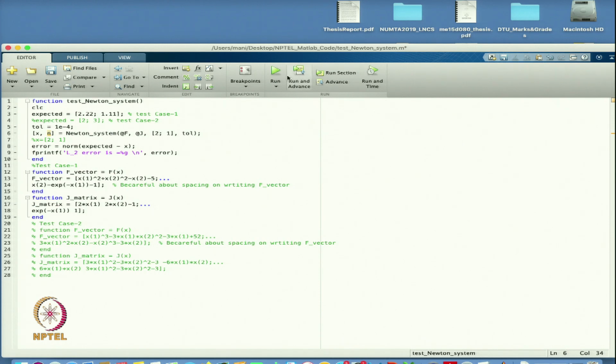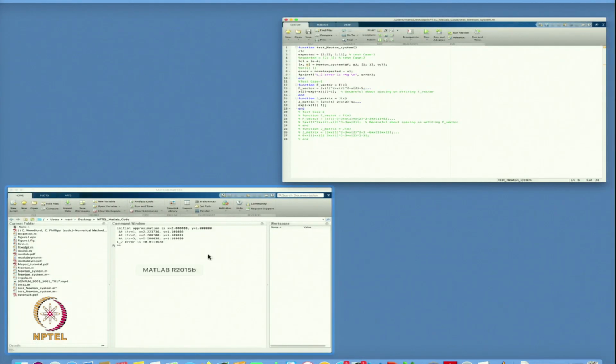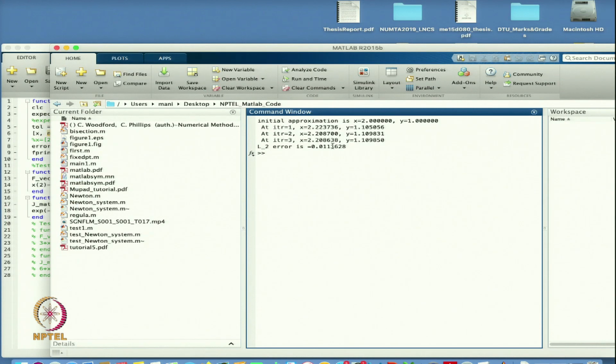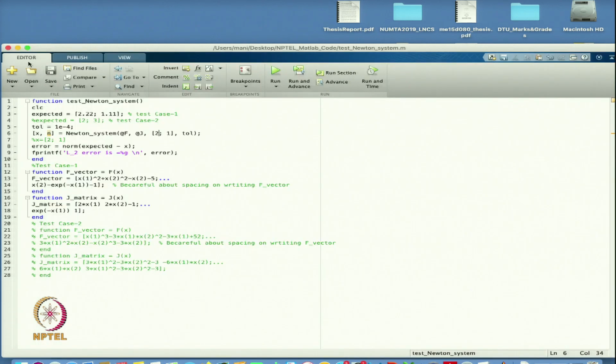Now, we can even change the initial condition and then run this one. In this case you can see that even with 3 iterations we are getting the solution, and the error is this one. So, based on whatever value you take, let us see with 0 1.